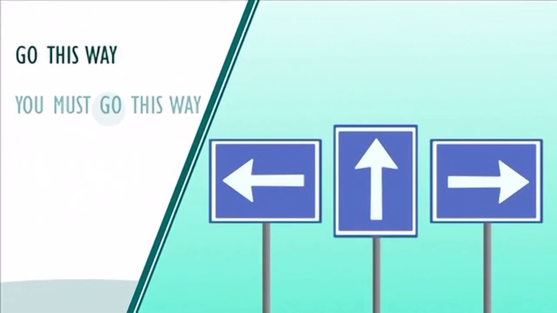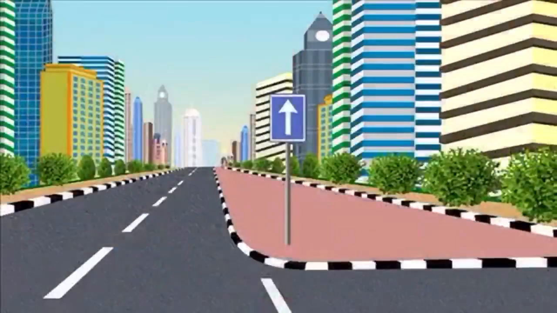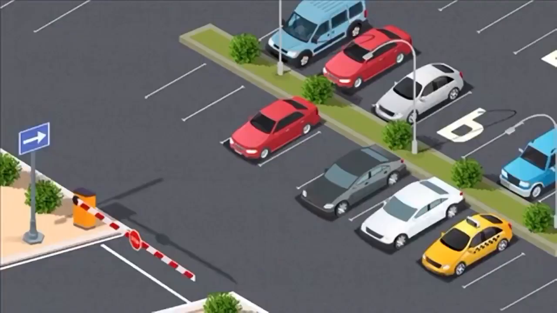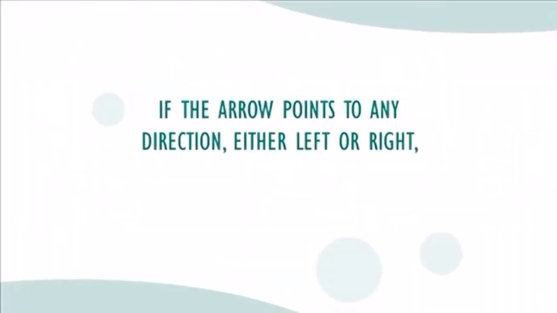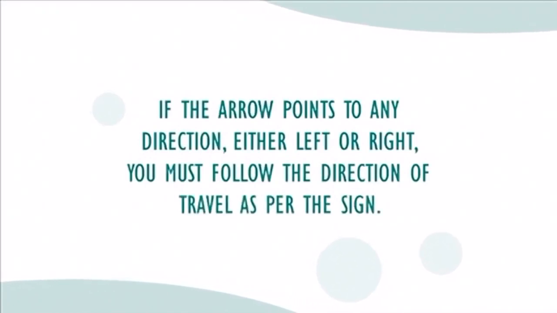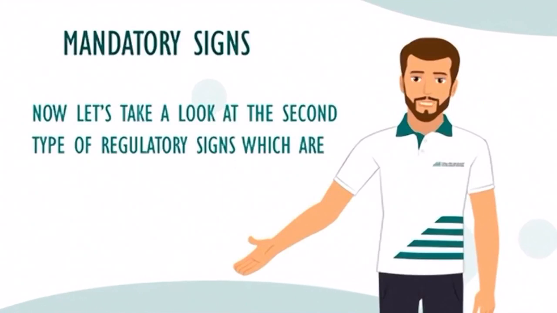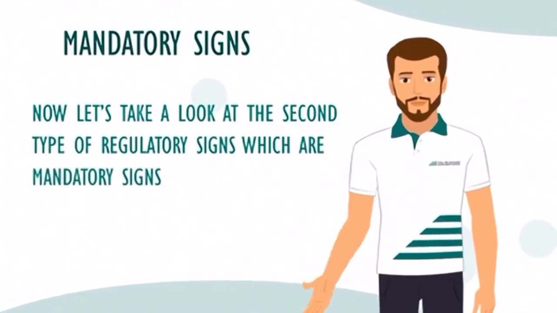This sign shows the only permitted direction of travel in that portion of the road where the sign is posted. This sign can be on service roads, one-way streets, and parking lots. If the arrow points to any direction, either left or right, you must follow the direction of travel as per the sign.